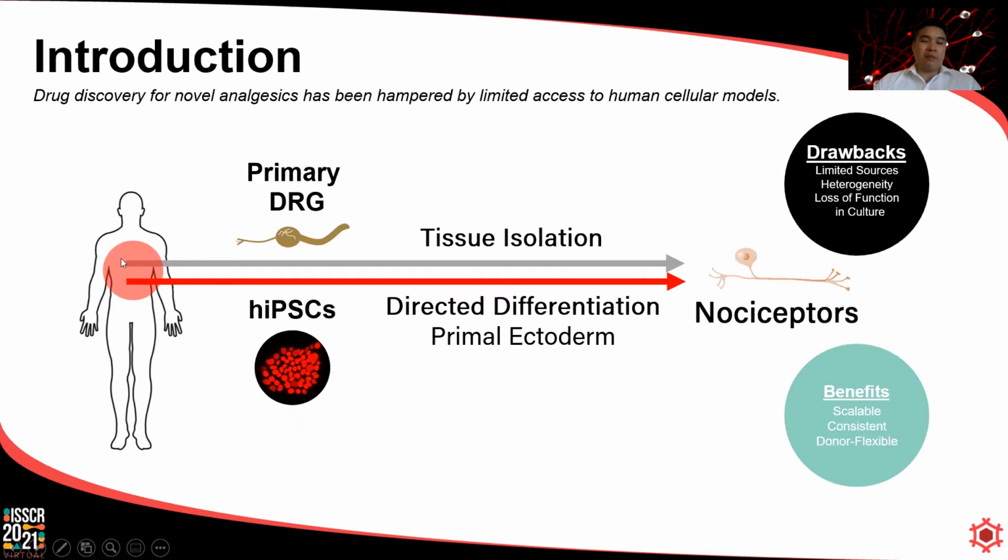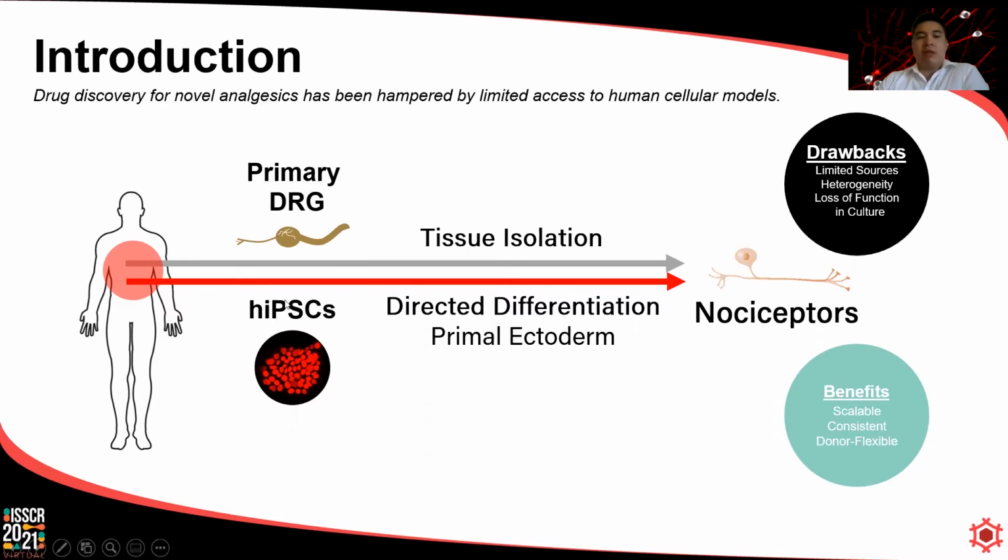You can get these from donors, isolate their primary DRG, and purify them, but there are a number of drawbacks, which include donors being very hard to come by. There's heterogeneity from donor to donor and also in the isolations. And you also have a very short assay window, as there's a loss of function within the nociceptors in culture.